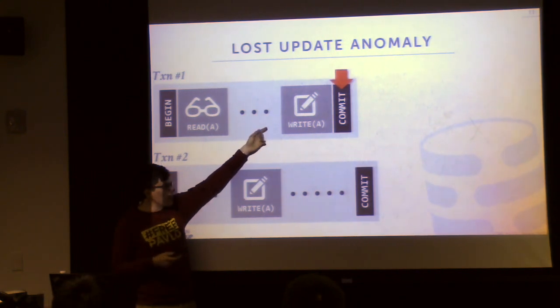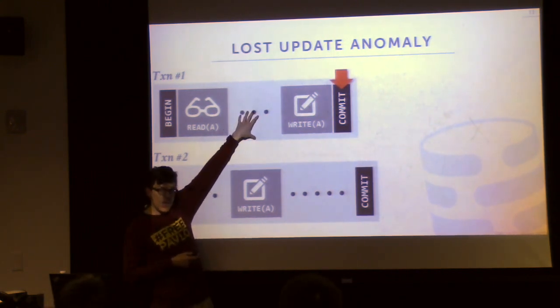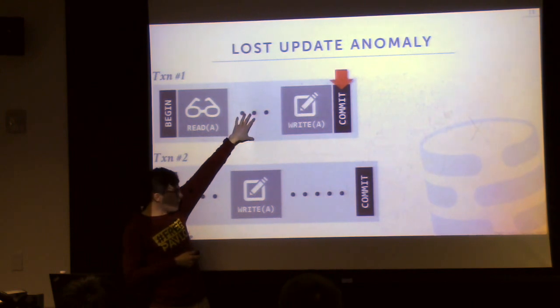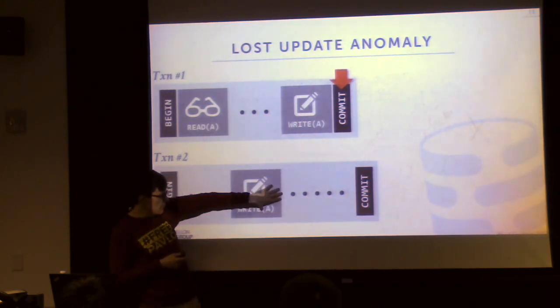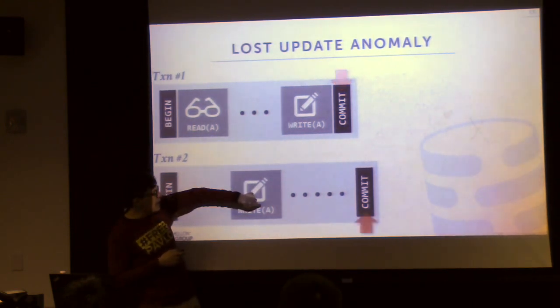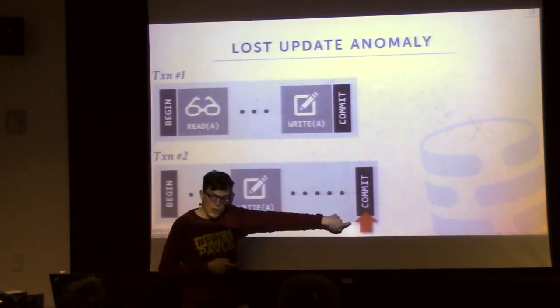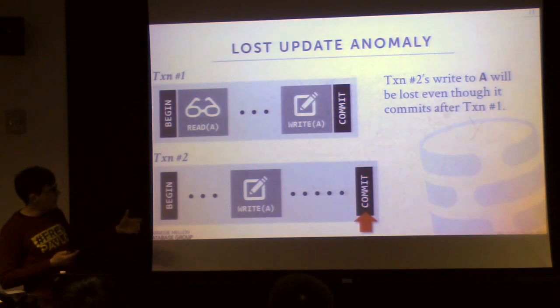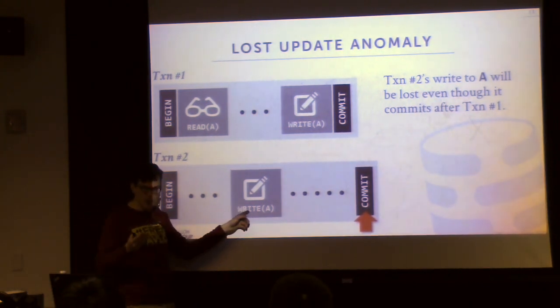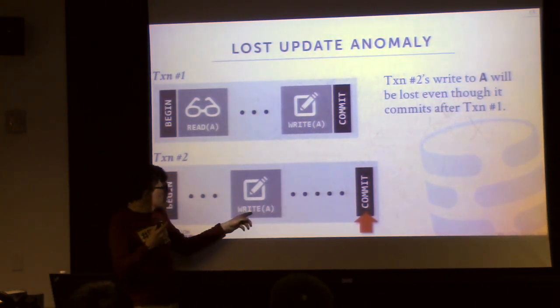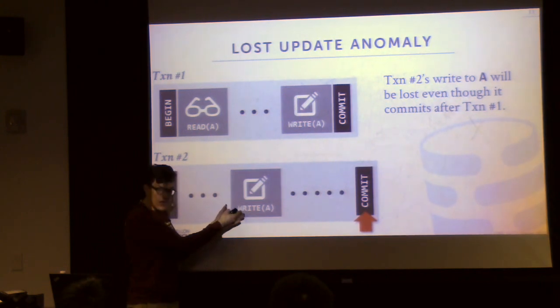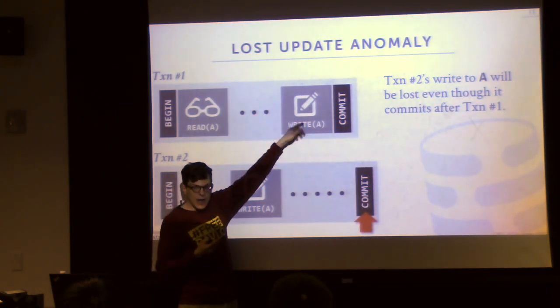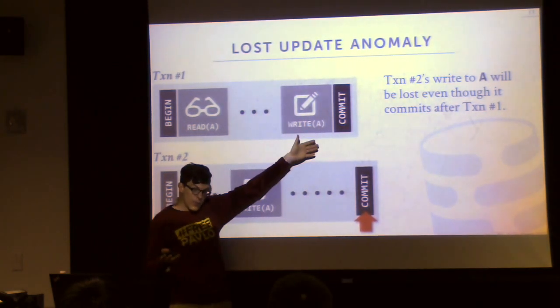Right, the lost update anomaly is that this transaction finished before this one did. But this update to A will get lost because this one is going to commit afterwards. So this is the lost update anomaly. Whatever transaction 2 wrote to A here is what the final value should be. But because we're only maintaining cursor locks, this guy was allowed to write it and commit without any problems.